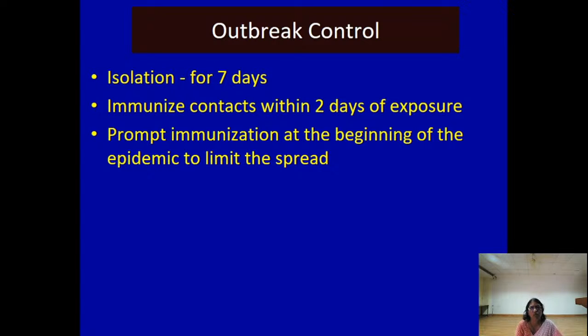Outbreak. How do you control an outbreak? Isolation for 7 days. Whenever there is a measles case, we have to see that the child does not come in contact with others at home, and so we isolate the child for 1 week. Then we immunize contacts within 2 days of exposure. Then prompt immunization. Whenever there is an epidemic, we do ring immunization. That is, we want to prevent the spread. We'll see what it is.